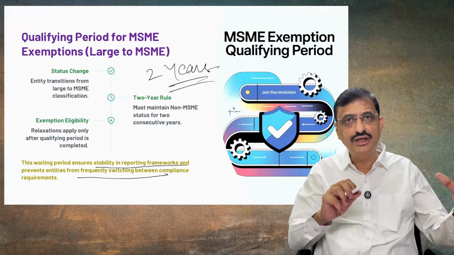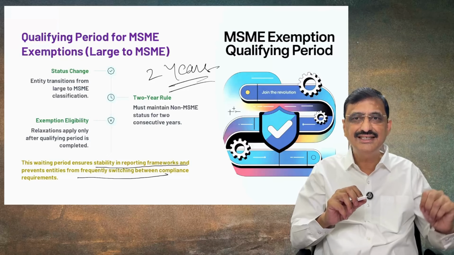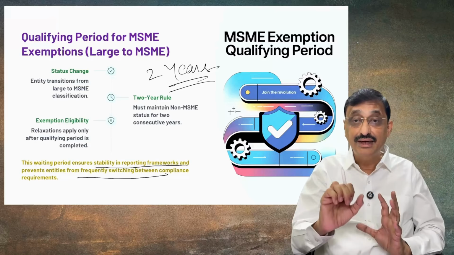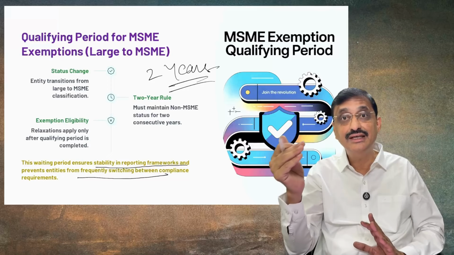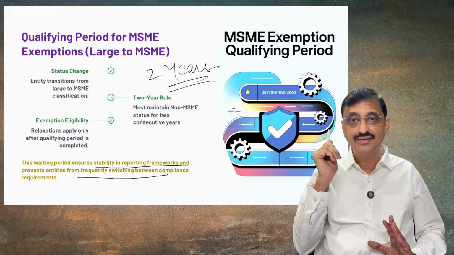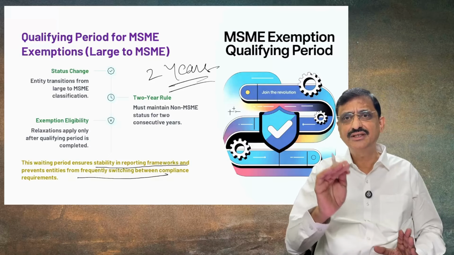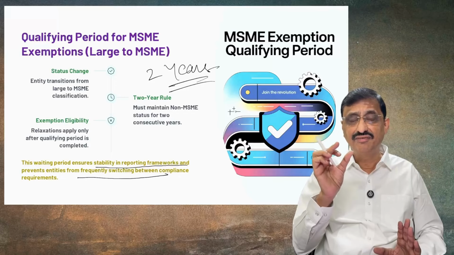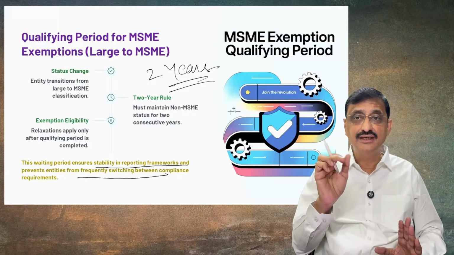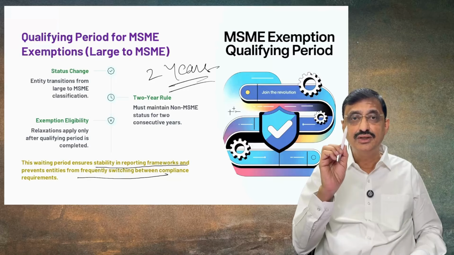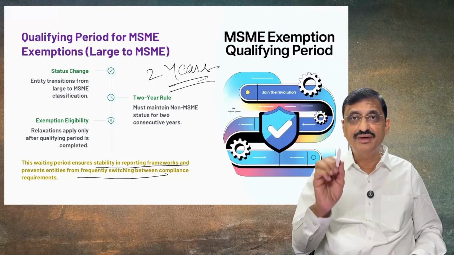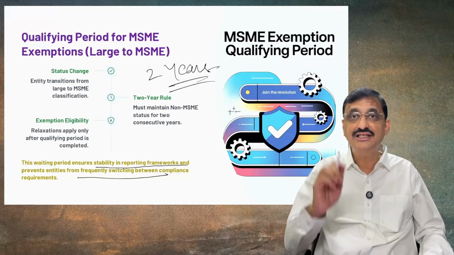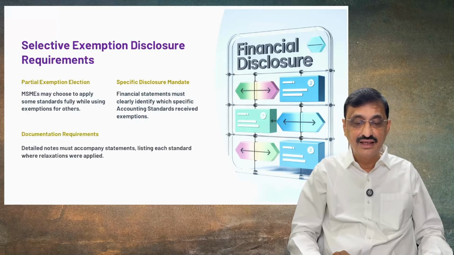Because last year your turnover was 255 crores, you are a large entity. Now it happened that you are at 249 crores. But maybe in the next year again your turnover will increase and you may go to 260 crores. So instead of switching frequently between large to MSME, MSME to large, this rule states that once you have transformed from large to MSME, for 2 years, if you remain an MSME, then only you will be eligible to take the exemptions and relaxations applicable to an MSME.